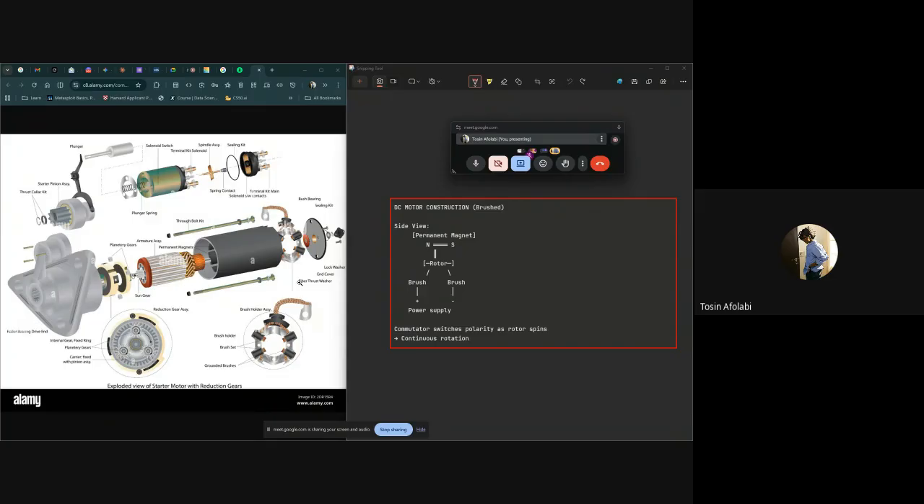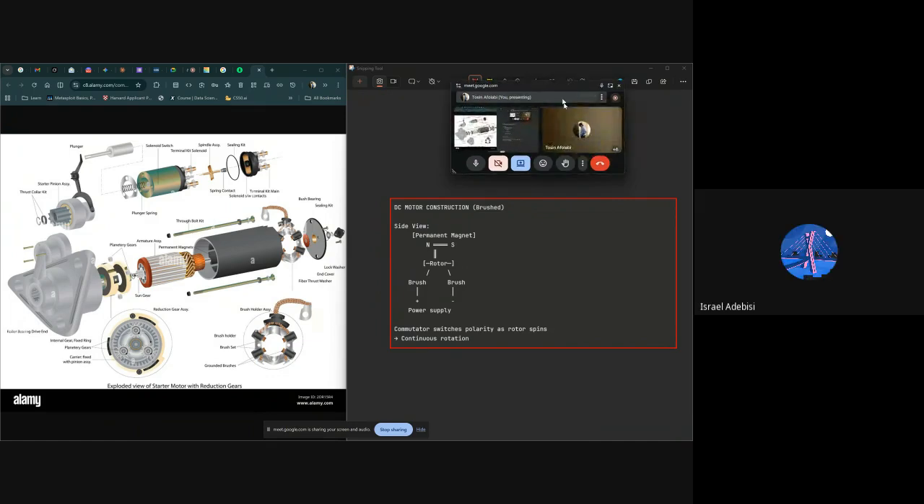Now, the way speed is controlled is through a PWM. I think I've explained what the PWM is in this class. Who can still remember what the PWM is? Anybody? Pulse width modulation. That is correct. That is what a PWM is, and that's what you use to control speed in a DC motor.